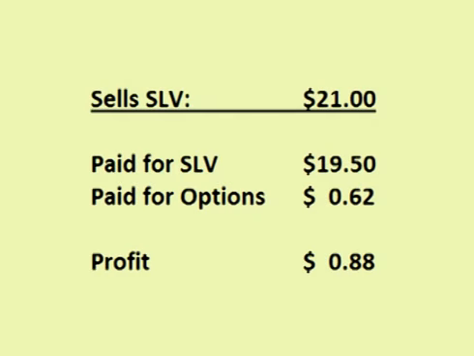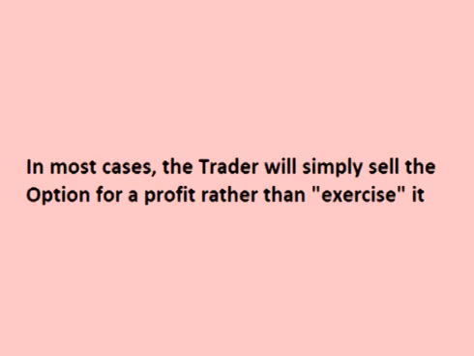For instance, let's say that SLV climbs to $21. The trader uses his options to buy SLV at $19.50 and immediately sells it for $21. Therefore, he made $1.50 a share. However, his upfront cost was 62 cents a share, so his net profit is $1.50 minus 62 cents, for a net profit of 88 cents. It is important to note here that in most cases, the trader would not use this option to actually purchase and sell SLV. In most cases, the trader would simply resell the option for a profit instead.